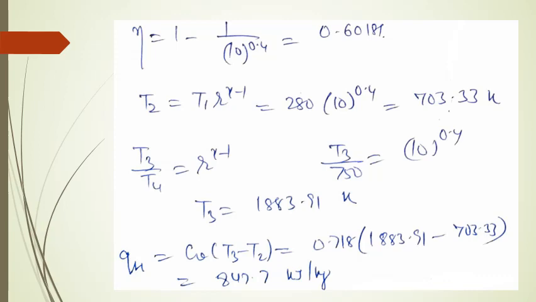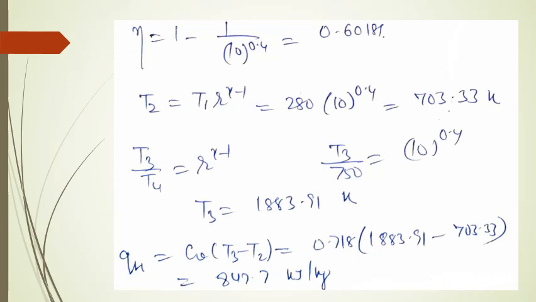Now we find out the efficiency of the Otto cycle by the formula 1 minus 1 upon R raised to power gamma minus 1, and that comes out to be 0.60189. Now the value of T2, which is equal to T1 into R raised to power gamma minus 1, comes out to be 703.33 Kelvin. Now T3 upon T4 is equal to R raised to power gamma minus 1. So by this expression we calculate the value of T3, that comes out to be 1883.91 Kelvin.